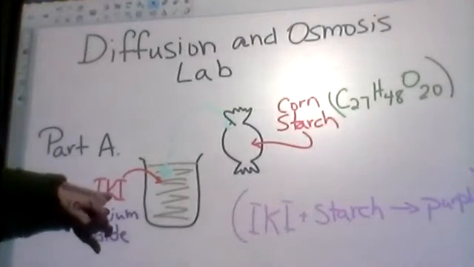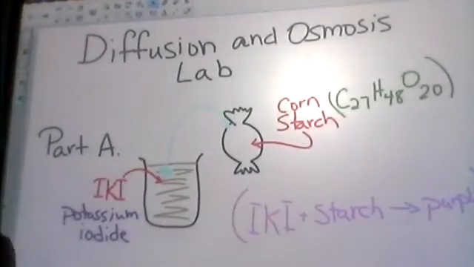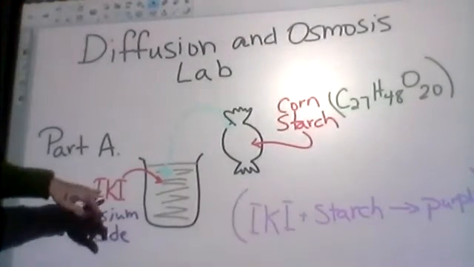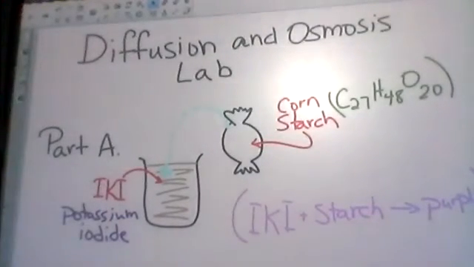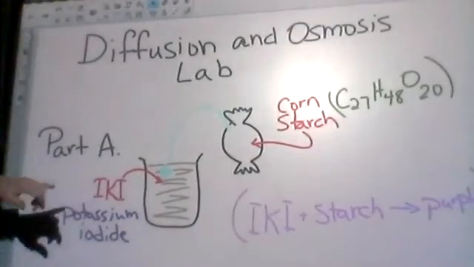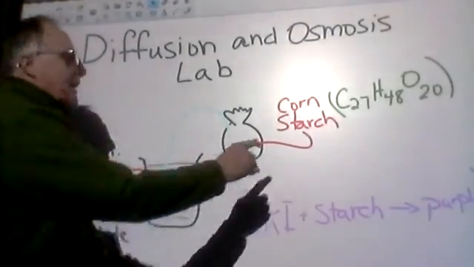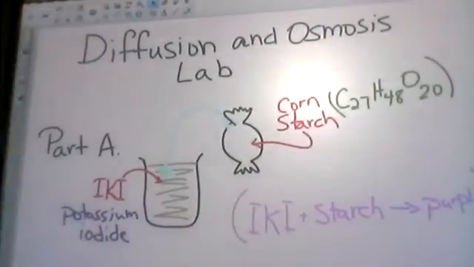This is the formula for IKI, for potassium iodide. Usually it would be written together, but when you put it into solution, it's always written as IKI. And this is the formula for cornstarch, C27H48O20, a typical carbohydrate: carbons, hydrogens, and oxygens. And you put it in there.